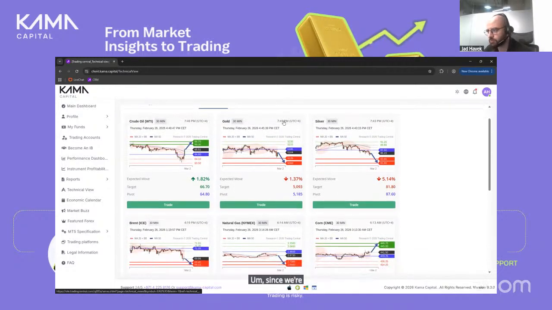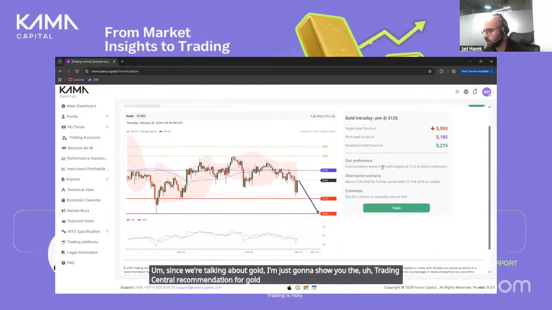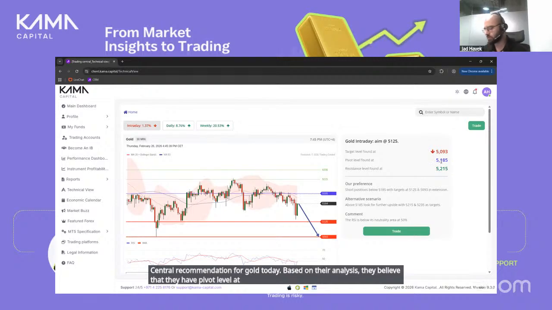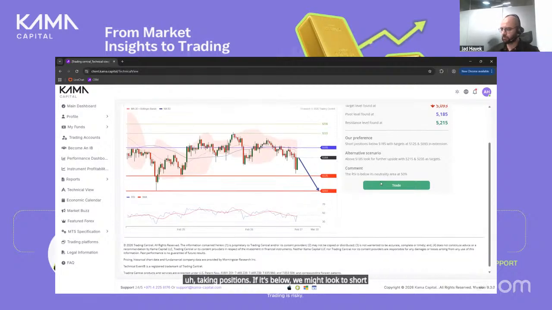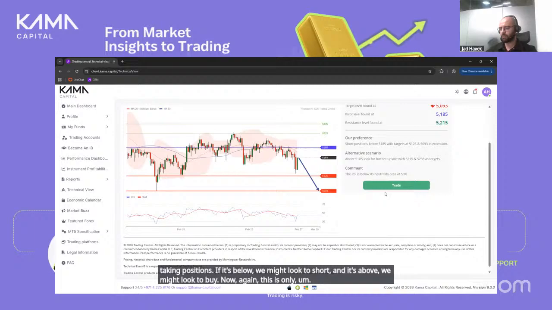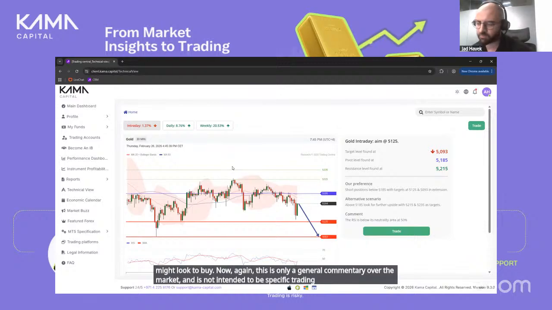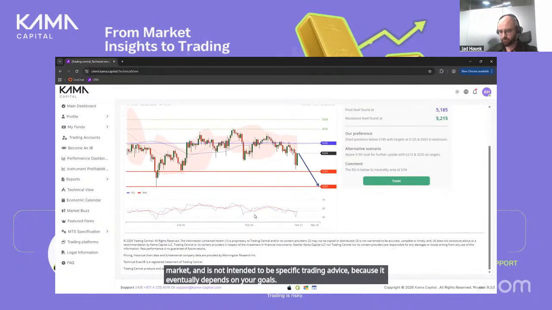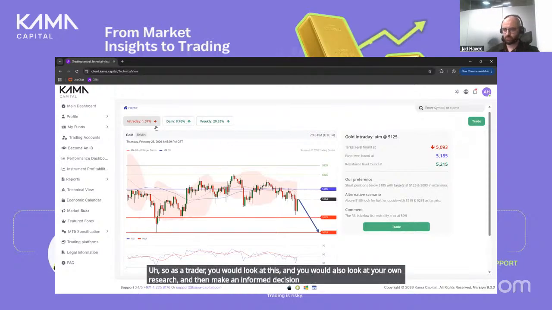Since we're talking about gold, I'm just going to show you the Trading Central recommendation for gold today. Based on their analysis, they believe that they have a pivot level at 5185, which means at that level we might be looking at taking positions. If it's below, we might look to short, and if it's above, we might look to buy. Now, again, this is only a general commentary over the market and is not intended to be specific trading advice because it eventually depends on your goals. So as a trader, you would look at this and you would also look at your own research and then make an informed decision regarding the position that you want to take.